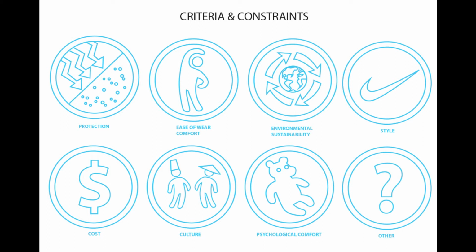The bottom row is constraints. So if we look at any PPE we're designing, cost might be a factor, cultural perspectives might be a factor, as well as psychological comfort with the idea of the PPE. What are some other constraints that you can think of?